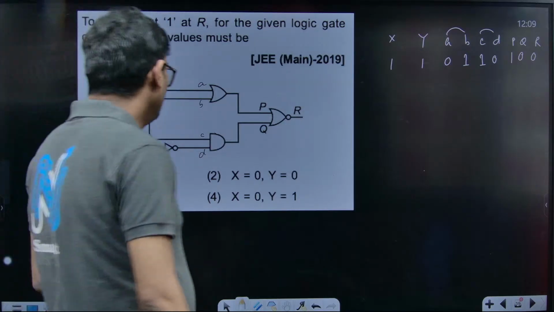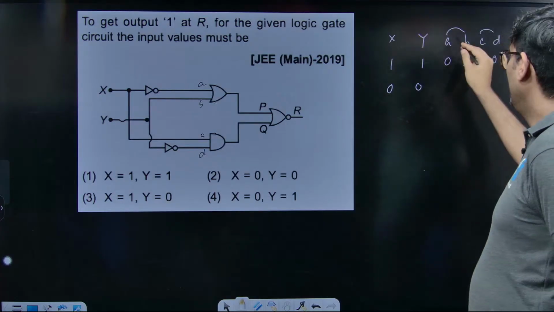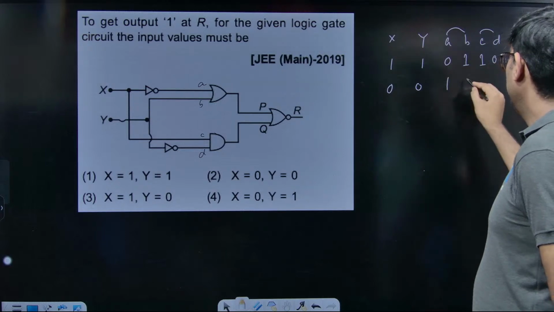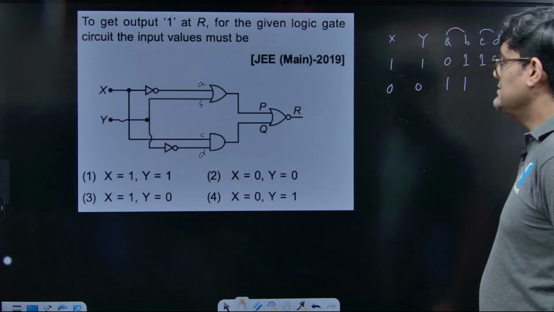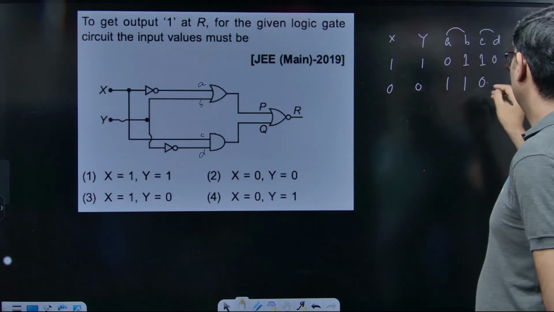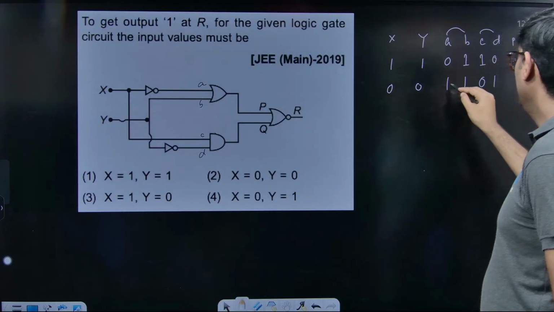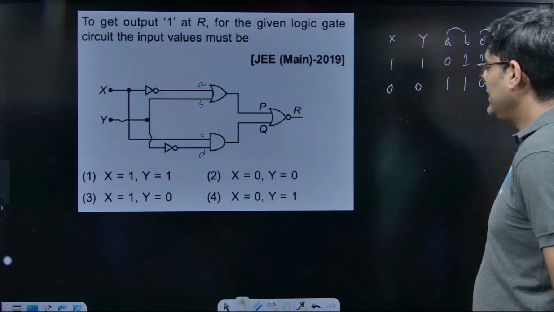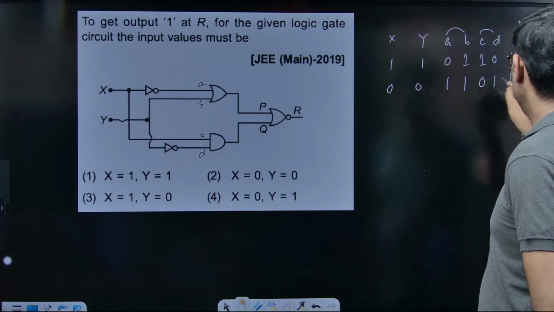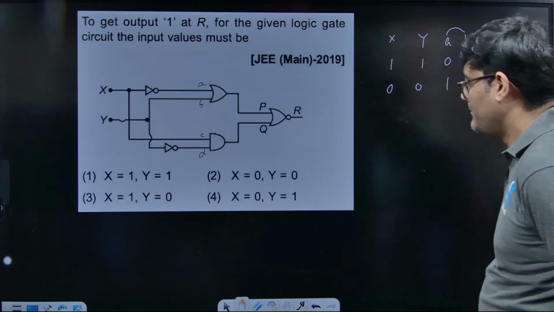Let's go with option 2, x 0, y 0. Then you can calculate A, opposite of x; B, the same as y; C, same as x; D, opposite of y. Then P is A or B, which is 1, and Q is C and D, which is again 0. So R is again 0. I don't think option 2 is correct either.